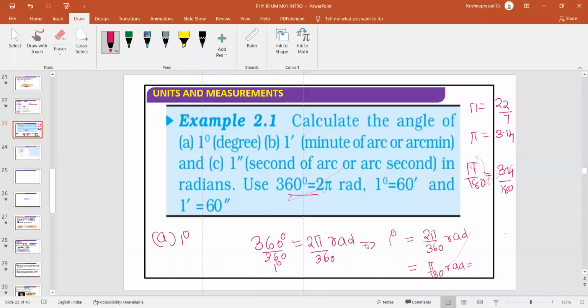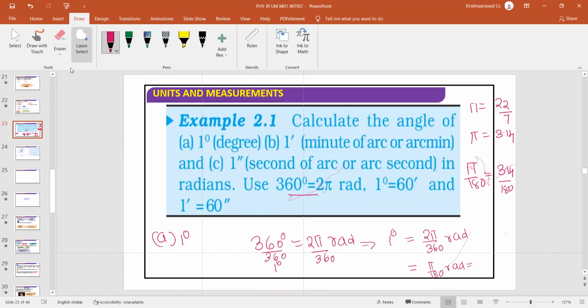Sir, can you explain again this whole step? No, sir, from that pi is equal to 22/7. How? Avinash, according to your convenience, just a minute.